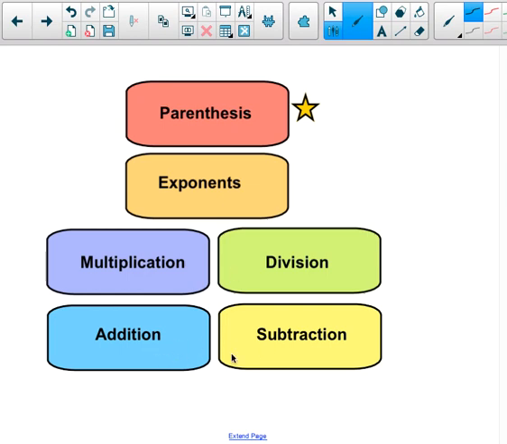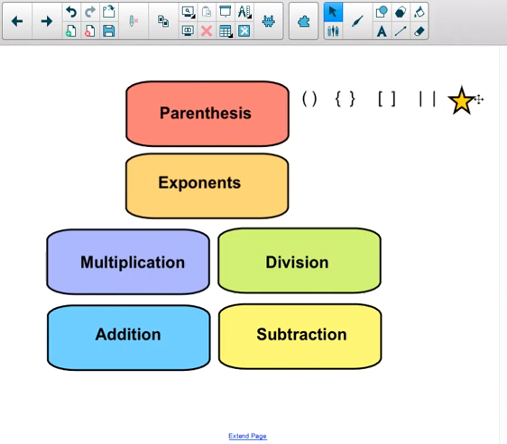So if we see absolute value in a problem, we need to know which step it falls under. And absolute value actually falls underneath parentheses. It is a grouping symbol. Parentheses, that step is more than just doing your normal parentheses. We can also do braces, we can do brackets, and we can also do our absolute value bars. So that is the step where we evaluate our absolute value. We're going to see a question like that next.